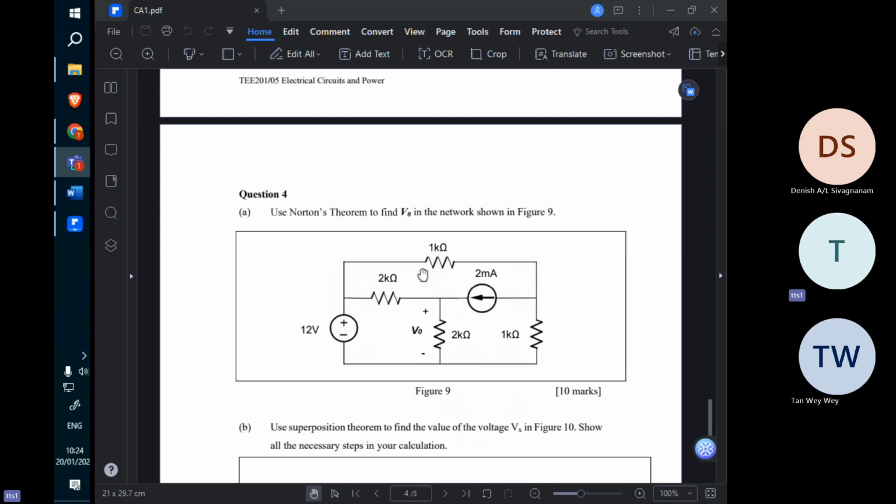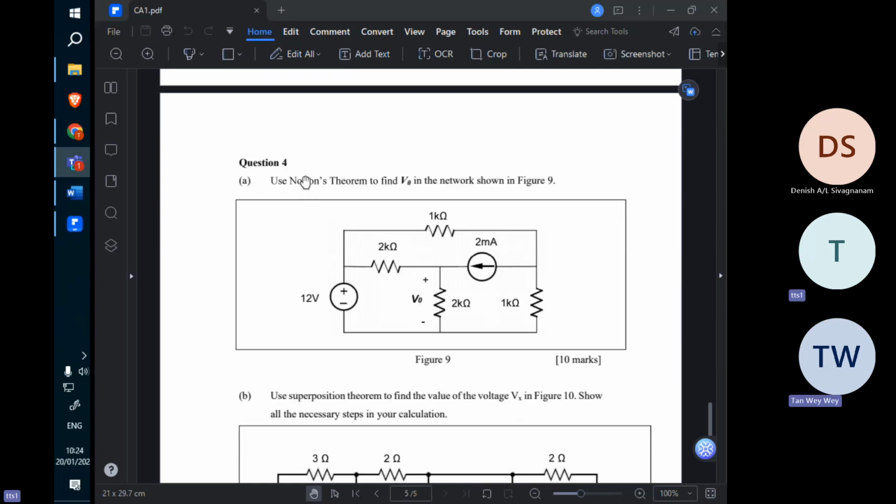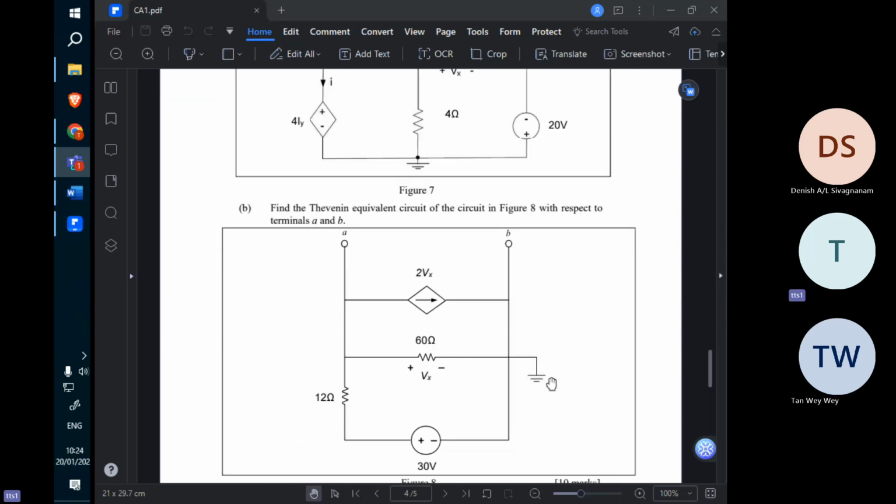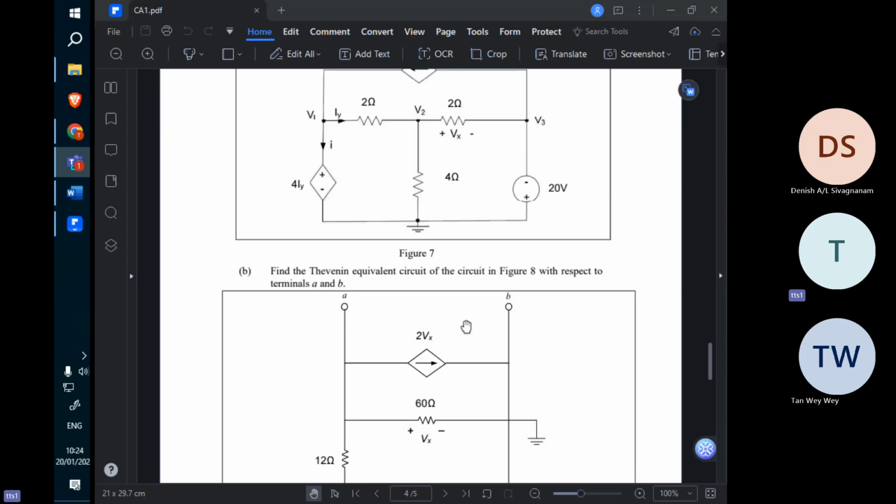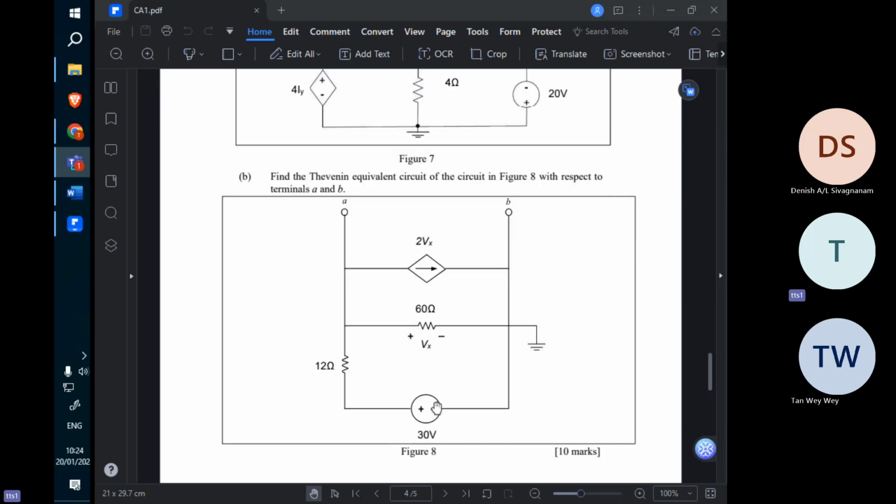And question number 4 also. In question number 4, we have the Norton theorem, to use Norton's theorem to solve for Vout. This one is still quite okay, I think. This question is quite okay. This question is a bit tricky, because you need to come up with a few equations. If you miss out any one equation, you won't be able to solve the unknown. The unknown is the Vx. You need to solve for Vx.